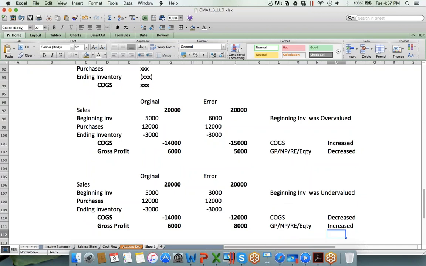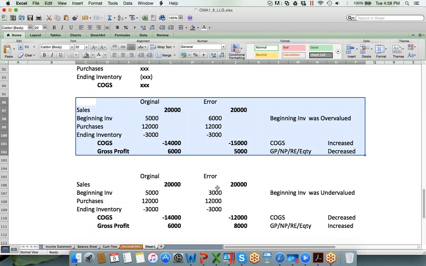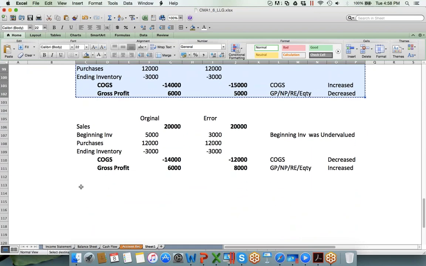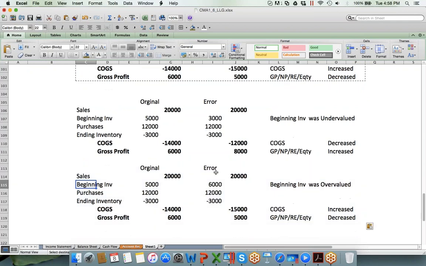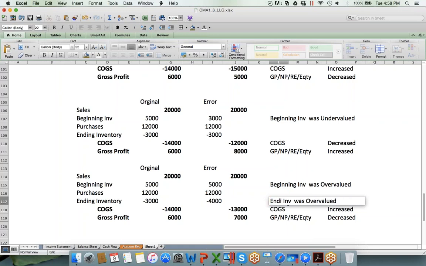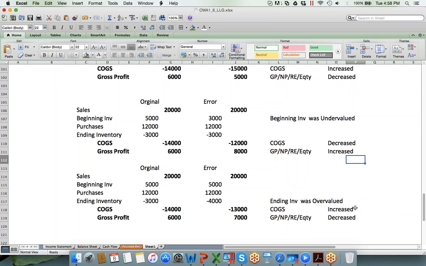Okay. What happens if the ending inventory is overvalued? Ending inventory is overvalued. This is 5,000 original data. Ending inventory is overvalued, instead of 3,000 it is 4,000. So ending inventory was overvalued. What happened to cost of goods sold? Cost of goods sold decreased. And GP, etc., increased.